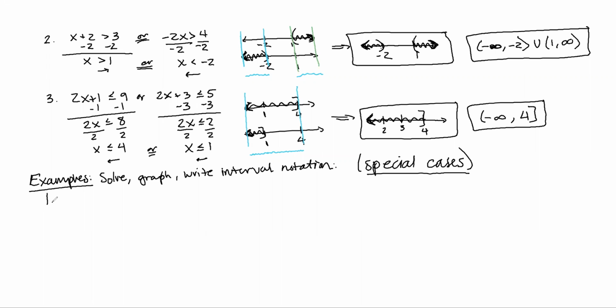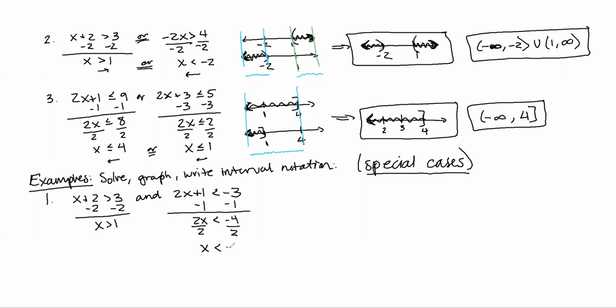First one we're going to look at is an and. So this one we're given x plus 2 is greater than 3, and 2x plus 1 is less than -3. So let's go ahead and look at both of these. If we solve for x, we're going to subtract 2. We get x is greater than 1. Got another 1 appearing here. Subtract 1 on the other one, so we get 2x is less than -4. Divide both sides by 2, and we get x is less than -2. We weren't dividing by a negative, so we don't have to flip it.